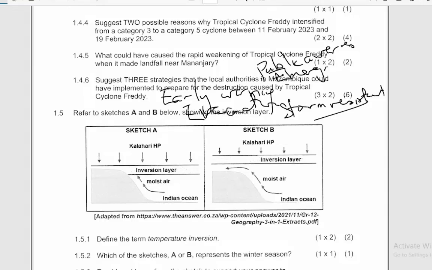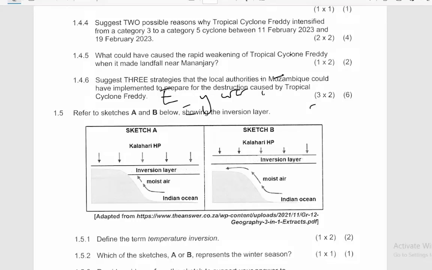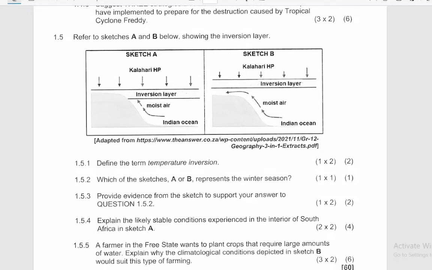So basically there are so many strategies that could be implemented for the sake of tropical cyclones. And remember, tropical cyclones are the most destructive storms on earth. They are destructive because of their strong winds and their heavy rainfall. So whatever we do, we need to ensure that people are safe and are prepared for the coming of such a weather system.